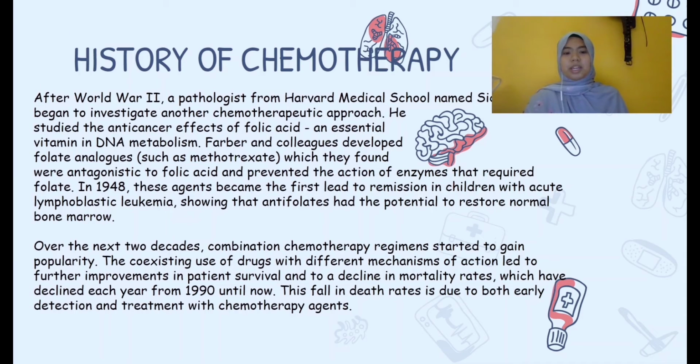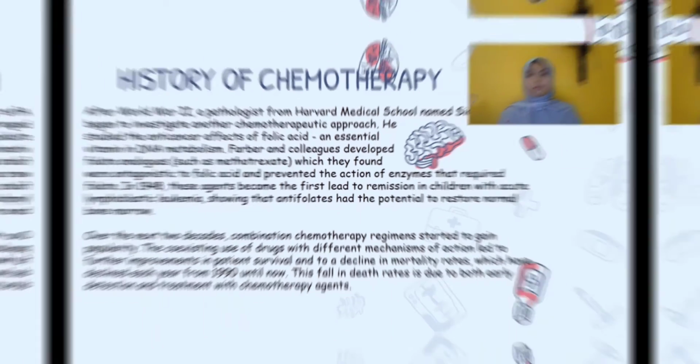Over the next 2 decades, various combinations of chemotherapy regimens started to gain popularity. The coexisting use of drugs with different mechanisms of action led to further improvement in patient survival and to a decline in mortality rates, which have declined each year from 1990 until now. This fall in death rates is due to both early detection and treatment with chemotherapy agents.